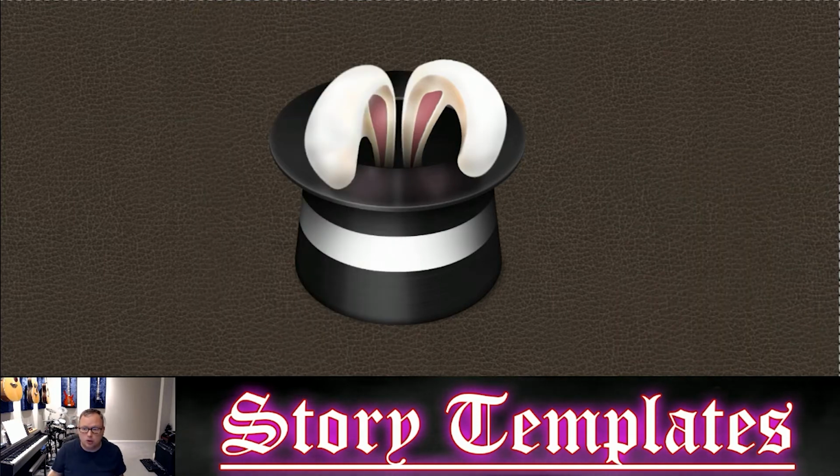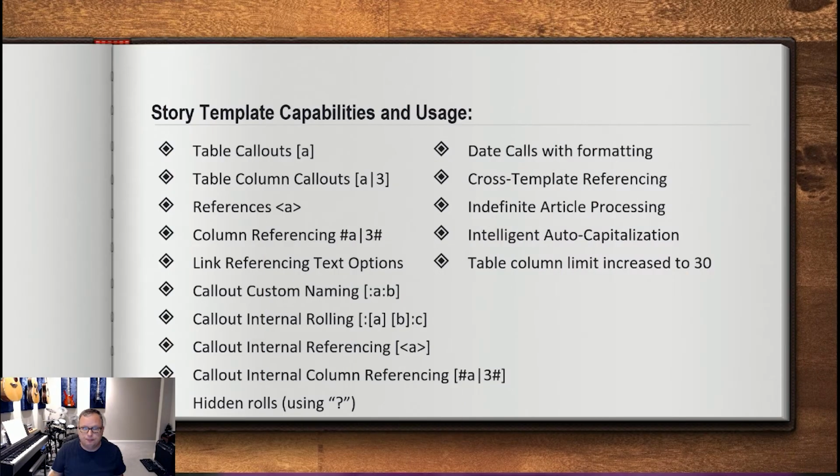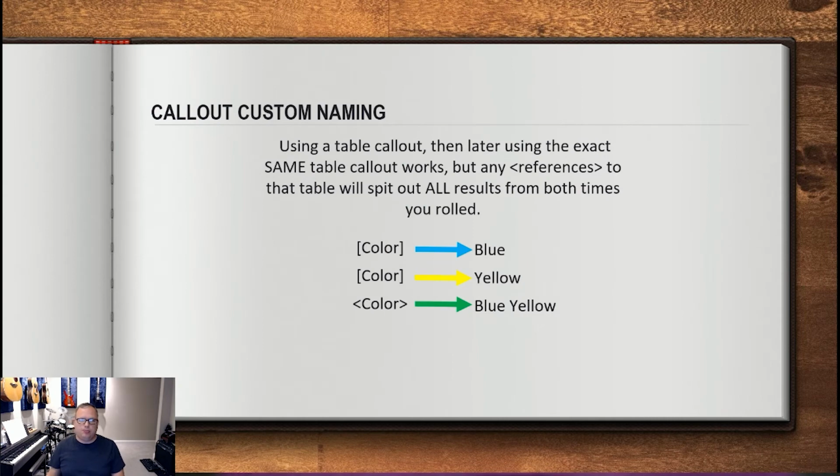So let's head back over to our PowerPoint. And let's take a look now at callout custom naming. Callout custom naming is both really handy and necessary for a lot of different reasons. Let's take a look at what it is. When you use a standard callout, called color, with the square brackets, it's going to store it, even if you call it multiple times, in the same bucket, so that when you reference it later with the alligator brackets, you get everything that you called before at once. And you never want that, right?